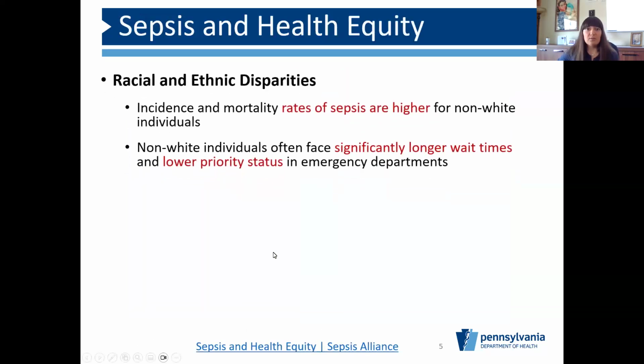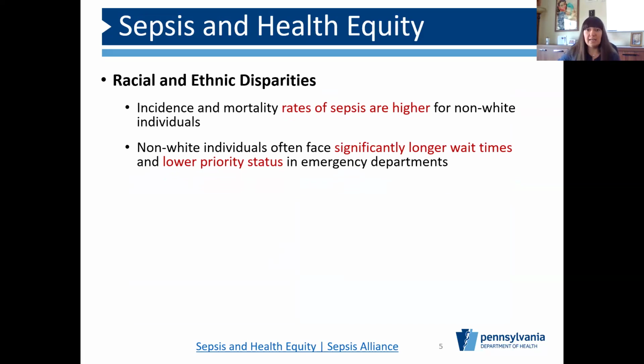So it's also important that we take a moment and talk about sepsis and health equity, because there are some notable health disparities related to sepsis, one of which includes race and ethnicity that I want to talk about. So incidence and mortality rates of sepsis are higher, unfortunately, for non-white individuals, and those non-white individuals often face significantly longer wait times and lower priority status in the emergency department.